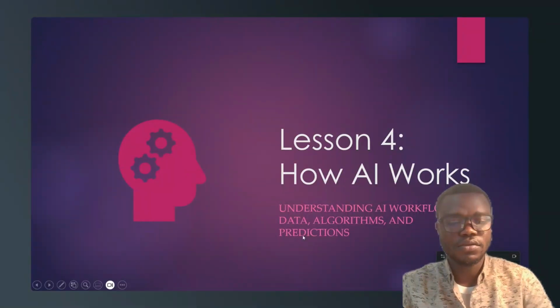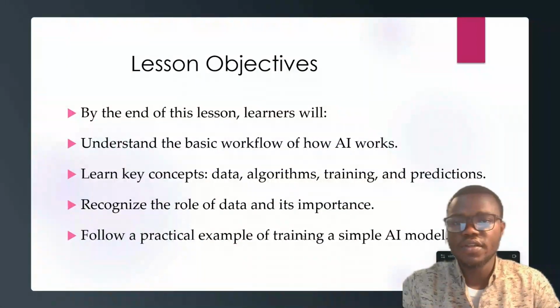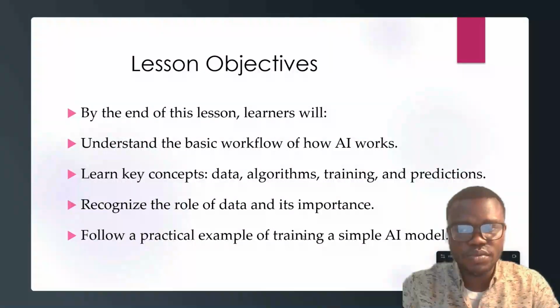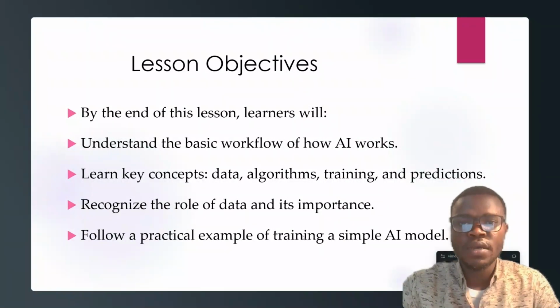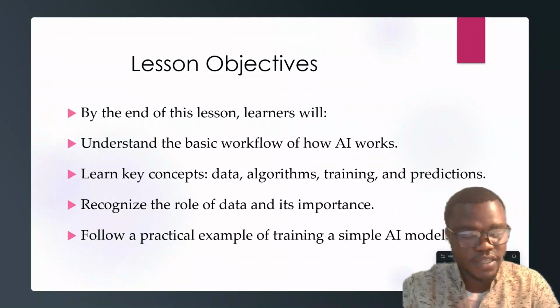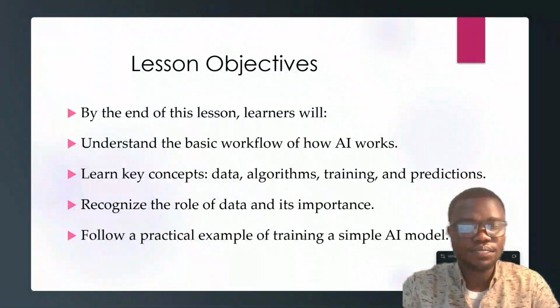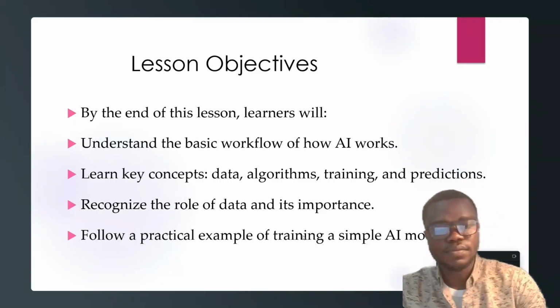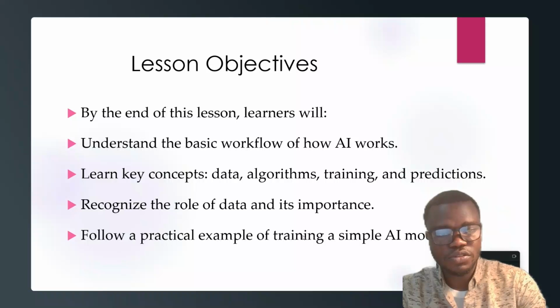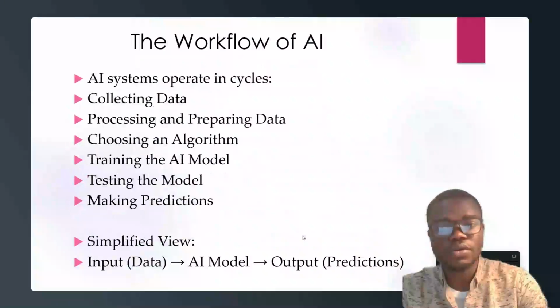How it works. The objective by the end of the lesson: I think you will be able to understand the basic workflow of how AI works, learn the key concepts like data, algorithm, training, and prediction, recognize the role of data and its importance. Data is very important. And follow practical examples using simple AI models. There are a lot of AI models around, so look them up, but here I'm just going to show you the workflow and the work process.